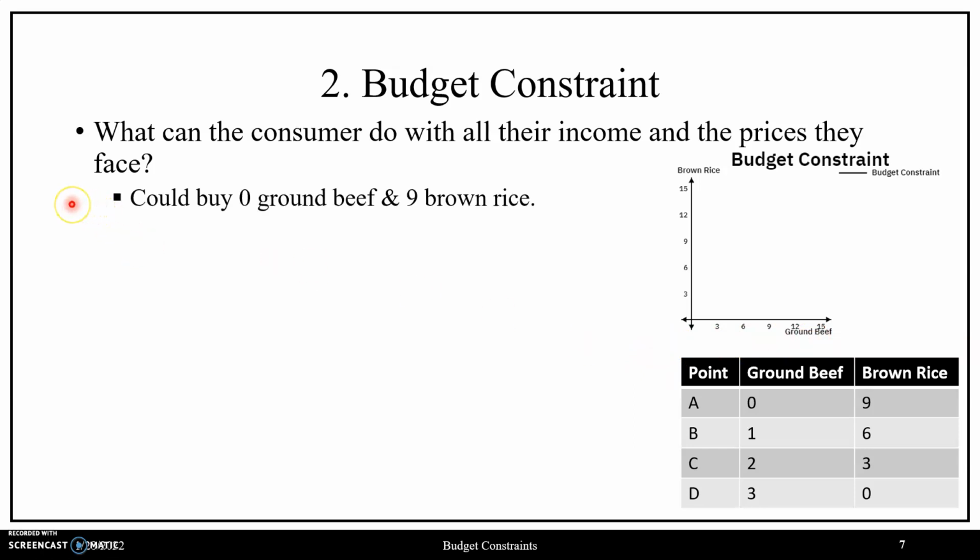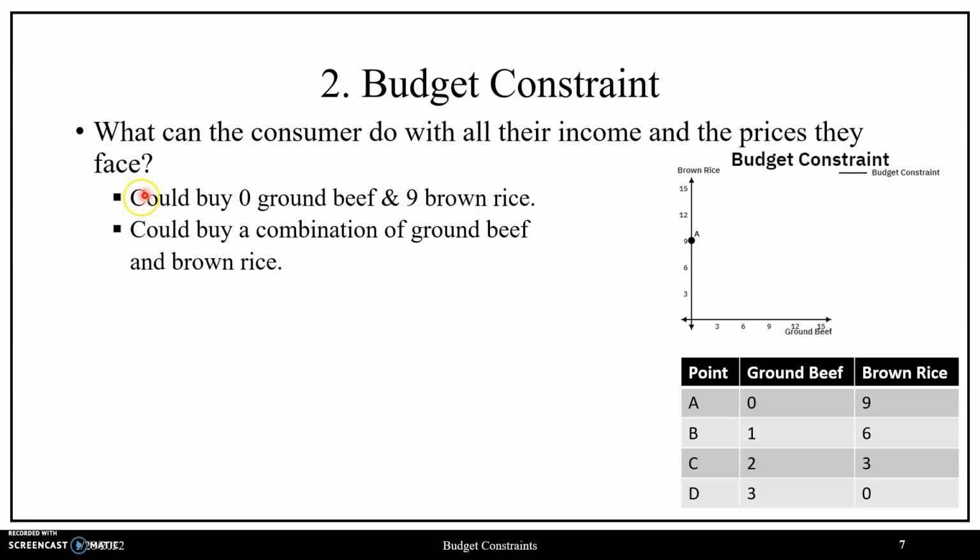The first option that the consumer has at their disposal is they could purchase 0 units of ground beef and 9 units of brown rice, which we could represent with point A, where at point A, the consumer is using all of their income. Brown rice has a price point of $1. They're considering 9 units, so that's $9, and their income is $9, so they're using all of their income.